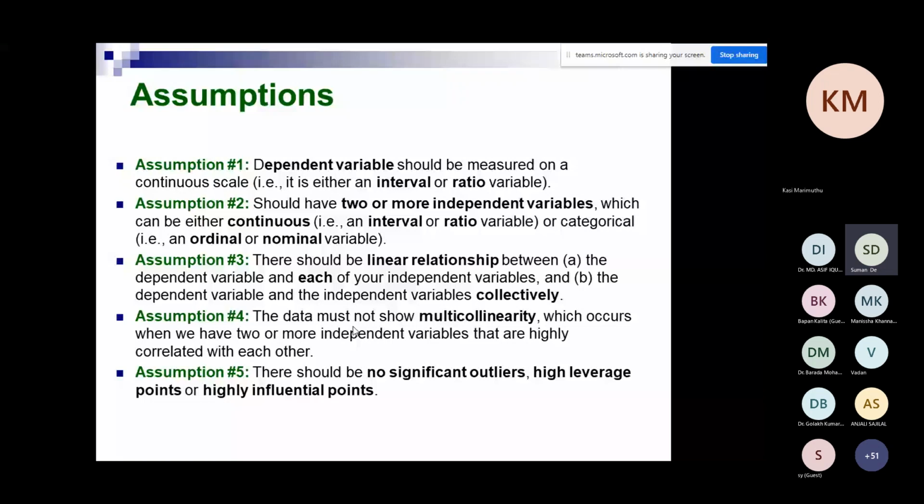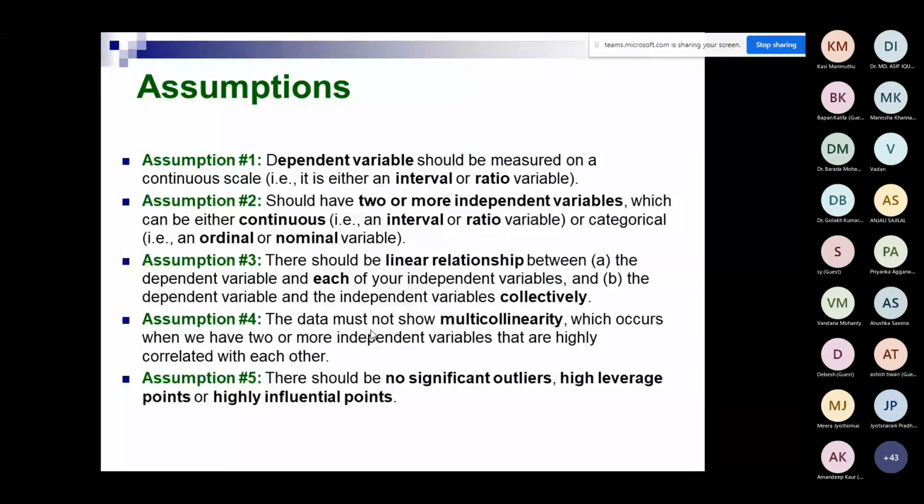There should be a linear relationship between the dependent variable and each of your independent variables, especially the independent variables collectively. And the data should not show multicollinearity, meaning your independent variables should not be highly correlated. This occurs when two or more independent variables are highly correlated. Multicollinearity will influence your analysis. And the last assumption, there should not be any significant outlier. Highly influential, highly extreme value. That should not be.